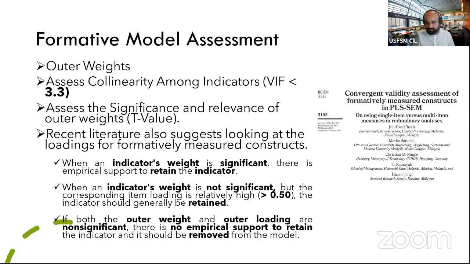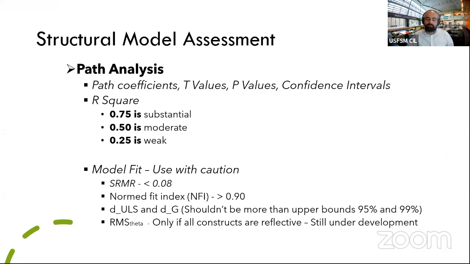because if you delete it, your construct changes, right? And then the last one is if your outer weight is not significant and your loading is also not significant and lower than 0.5, then you don't have empirical support to retain the indicator. You cannot retain it empirically, right? So that's the rule of thumb, a simple rule to understand whether you should delete or retain. But again, remember, this is only for formative constructs. This is not for reflective, only for formative. Then you go to the structural model assessment. And in structural model assessment, you have a few things that you need to do.